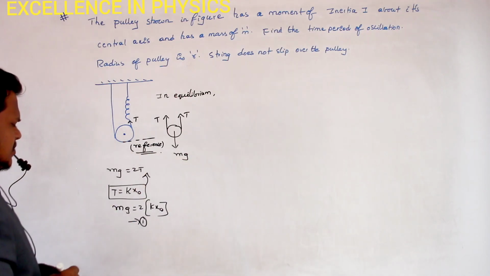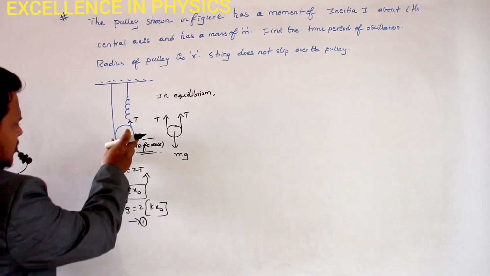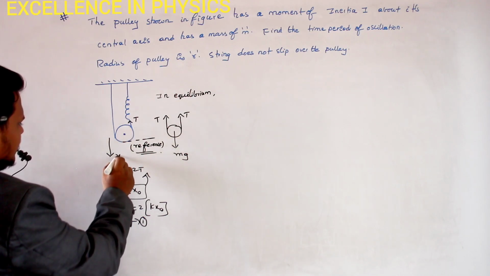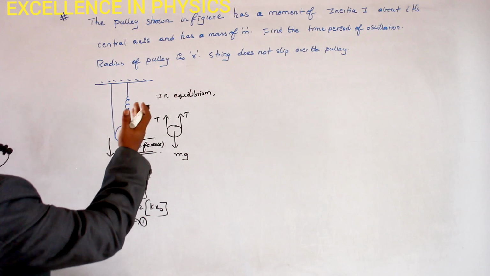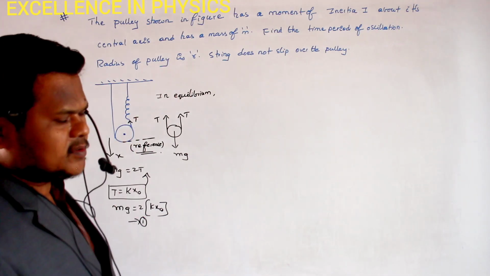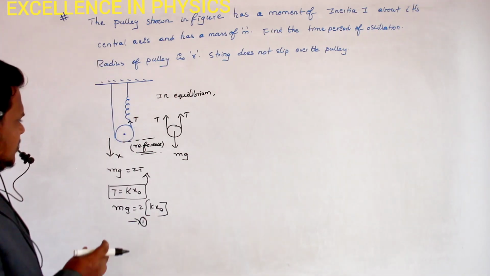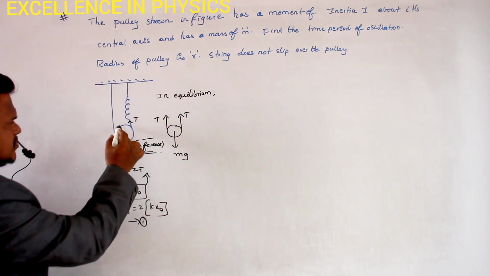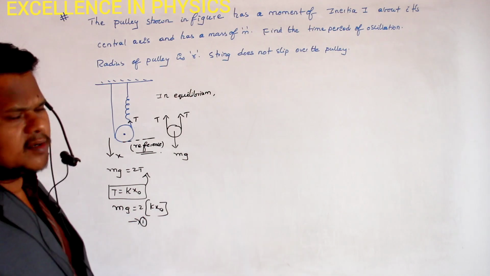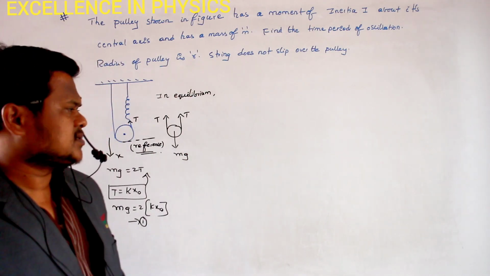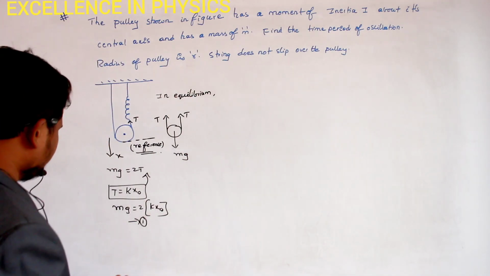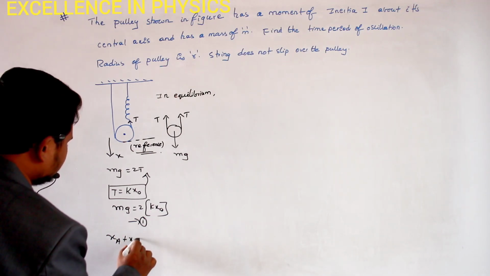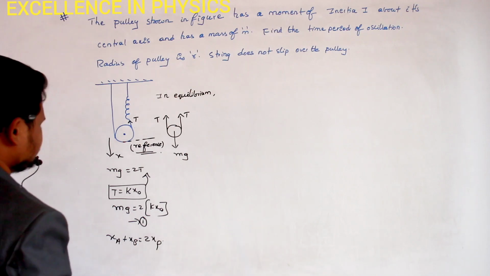If I take this as my reference, and if I pull this pulley down by a distance of x and release it, then definitely this system will perform simple harmonic motion. Clear? But when the pulley is pulled down by a distance of x, what is the elongation produced in the spring? The spring will be elongated by 2x. What is the reason? By constraint relations we can study this. So I can write x_A plus x_B is equal to 2x_P. This relation I can write.